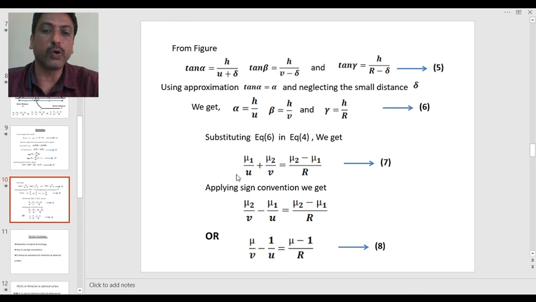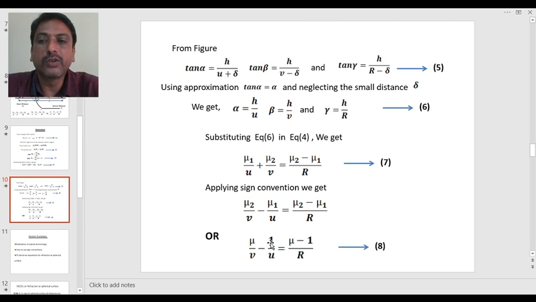The same is substituted in equation 4 and I got this particular equation, and in the next step I applied the sign convention. Only the sign associated with u changes, so the remaining v and r are going to possess the same positive sign. Therefore the relation is written as mu2 by v minus mu1 by u is equal to mu2 minus mu1 divided by r. By considering the first medium to be air and the second medium having a certain refractive index mu, mu2 is replaced by mu and mu1 is replaced by 1, and I finally get the refraction formula for a spherical surface as mu by v minus 1 by u is equal to mu minus 1 divided by r. Here r is the radius of curvature, u the object distance, v the image distance, mu the refractive index of the second medium, and 1 is the refractive index of the first medium.